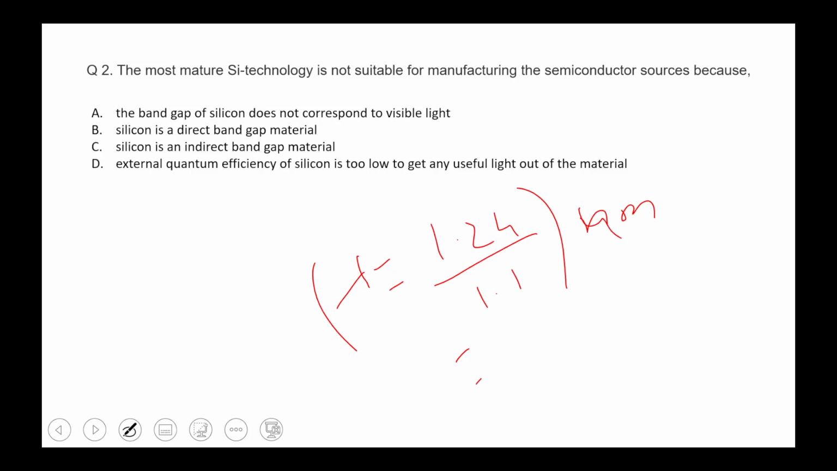It is 10 to the power minus 3 again here. Approximately 1100 nanometers, sir. So in which region will it be? Is it visible, IR, or far IR?